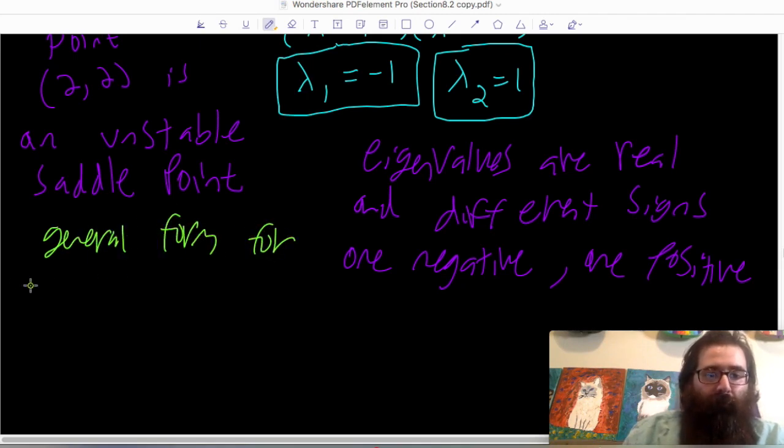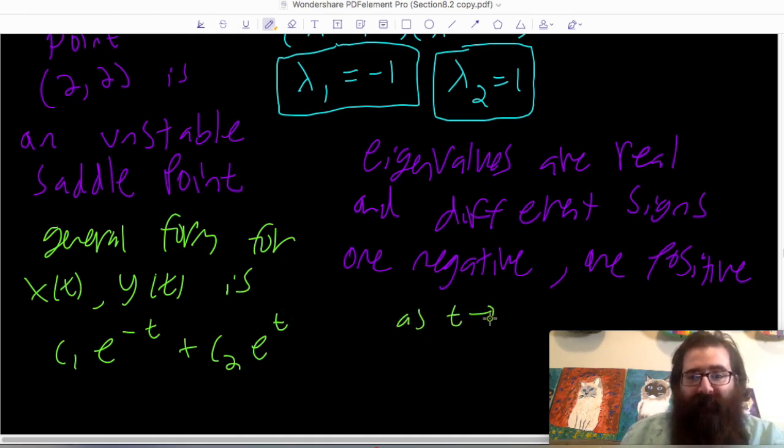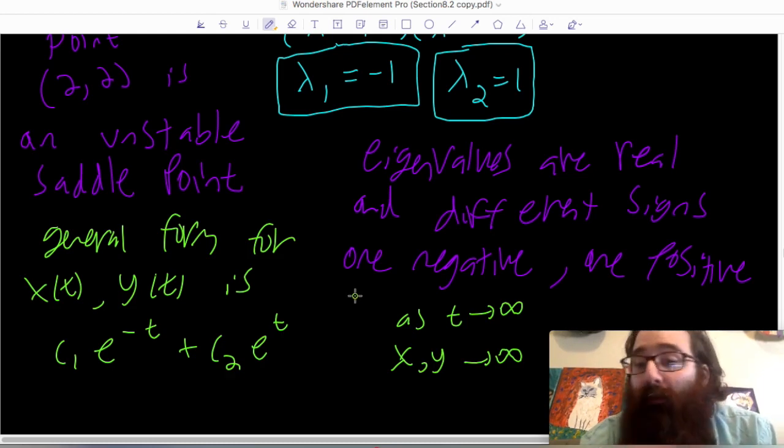The general form for x at t and y at t is we're going to have some constant c sub 1 times e to the minus t plus some constant c sub 2 times e to the t. And as t goes to infinity, this means that x and y are going to diverge, headed to infinity. This is that interesting effect where we might appear like we're headed towards the critical point at 2, 2, only at the last second to dart away.